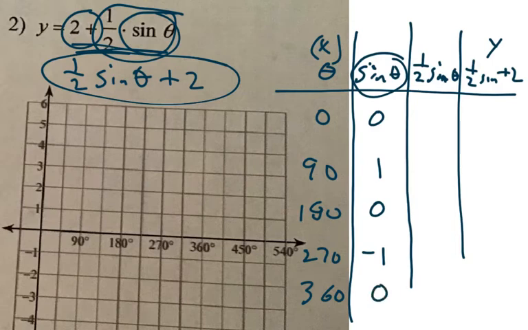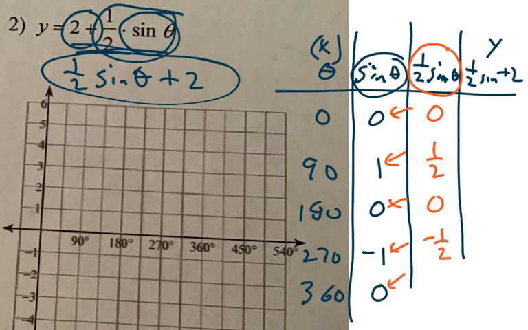Now, let's just do half of sine theta. Half of 0 is still 0. Half of 1 is 1/2. Half of 0 is 0. Half of -1 is -1/2. Half of 0 is 0.